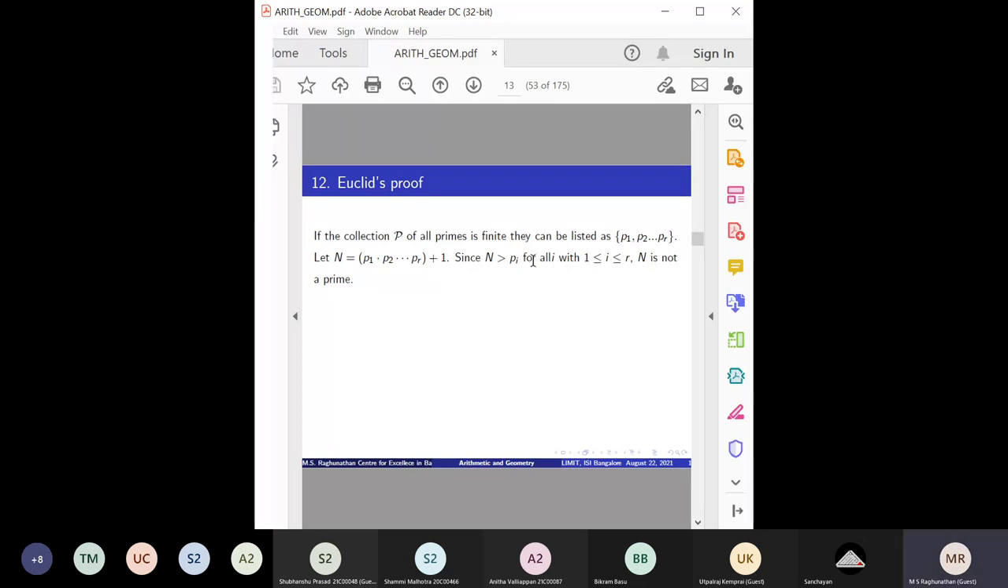Therefore, N is not a prime. Because I added 1 here, it is obviously greater than every Pi, so it's not a prime. It follows that N has divisors different from 1 and itself. So among them, there's a smallest one. Let D be the smallest of these proper divisors of N, a divisor different from 1 and N, but smallest among all the divisors of N.